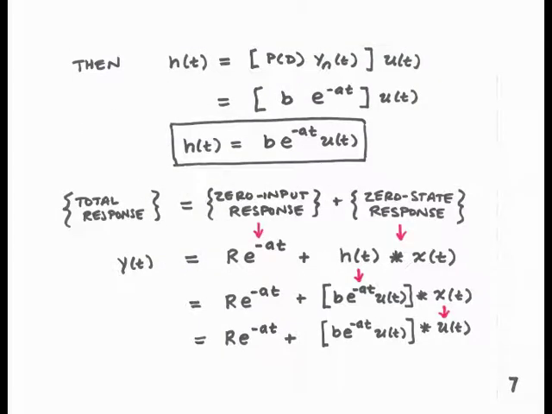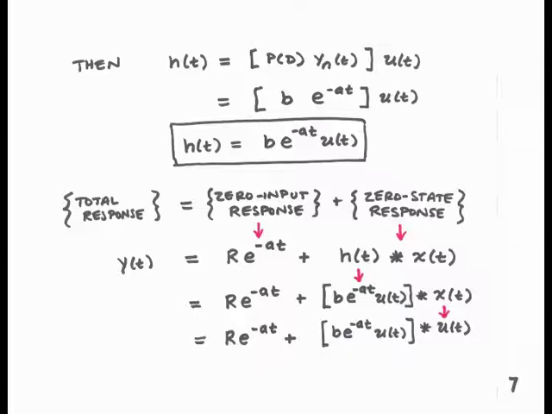Now from the impulse matching method, we know h of t is the quantity p of d times yn of t multiplied by u of t. So plugging in for p of d, that's b, and yn we found to be e to the minus at, we have h of t equals b e to the minus at u of t.